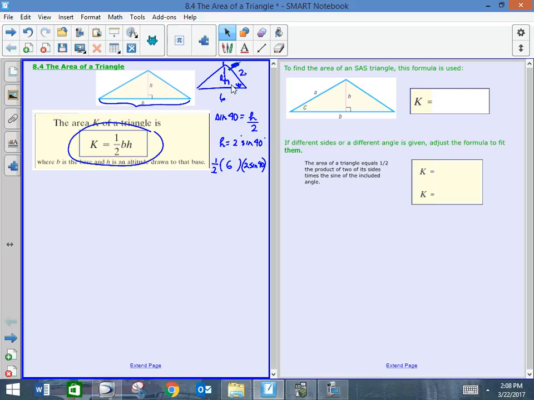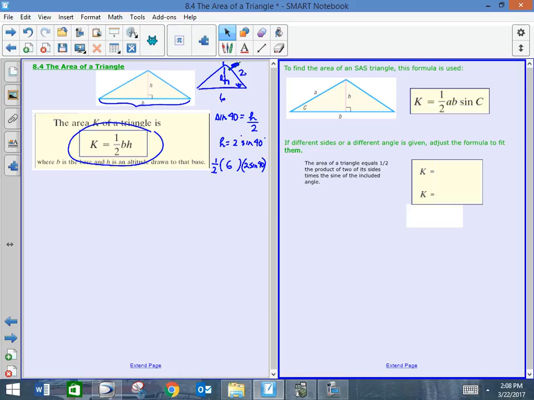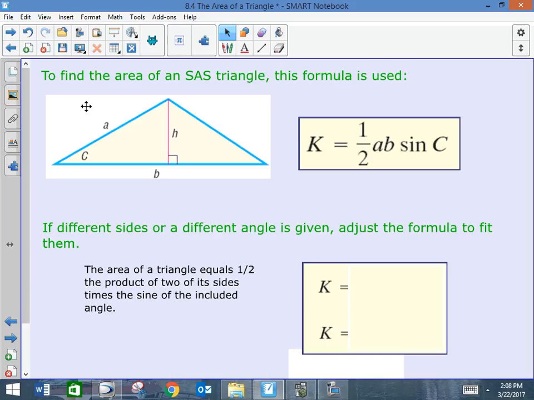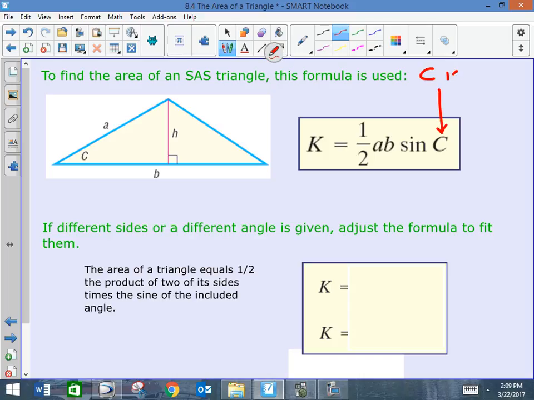Okay? All right, so there's your formula. Let me get on full page here. Just write over if you're not in Smart anymore. K equals 1/2 ab sine of C. Please note, C is the angle between little a and little b. Okay?